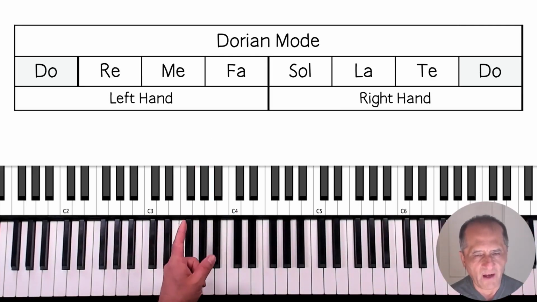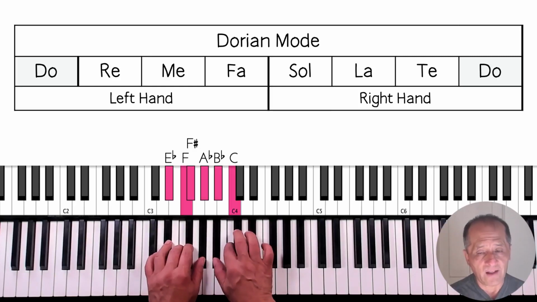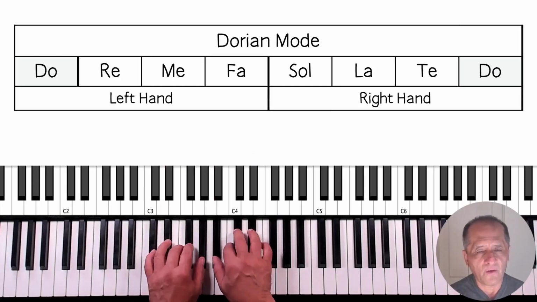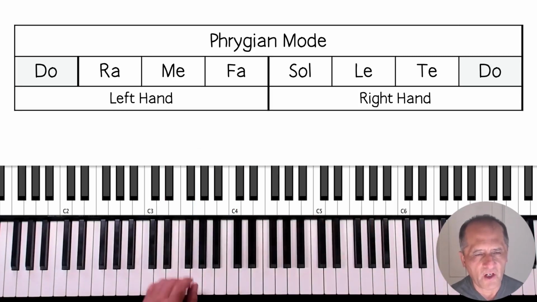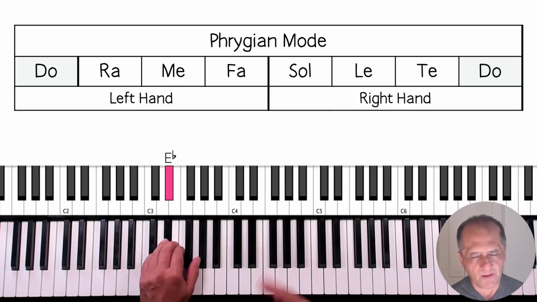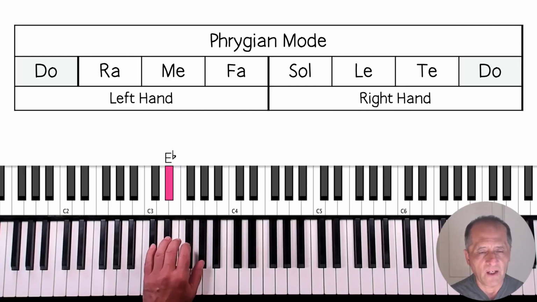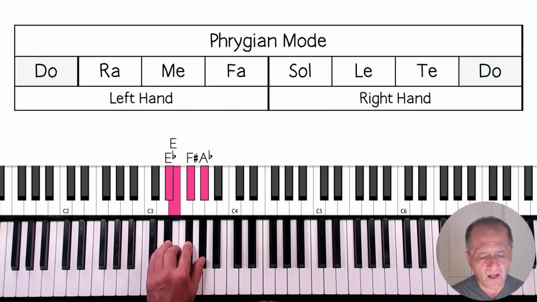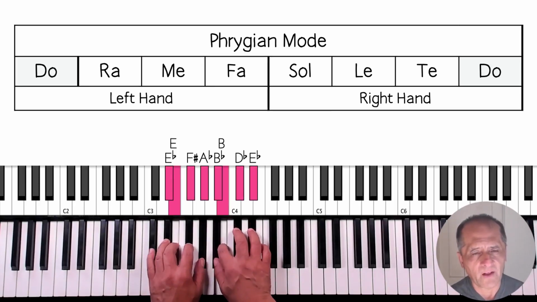Now Dorian mode. We have flat 3, flat 7. Do, re, mi, fa, sol, la, ti, do, and together. And we rest. Phrygian mode. Okay, this should be D sharp, but so be it. The AI is not too intelligent yet. Do, ra, flat 2. Do, ra, mi, fa, sol, le, te, do, and together. That's it.